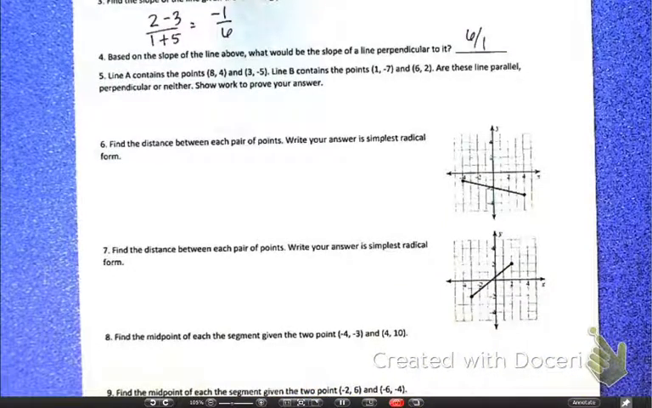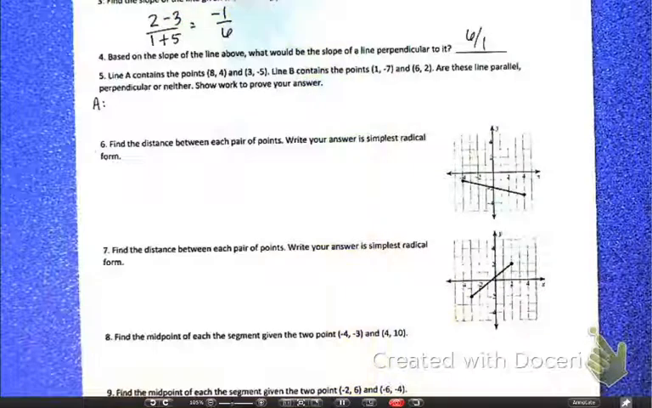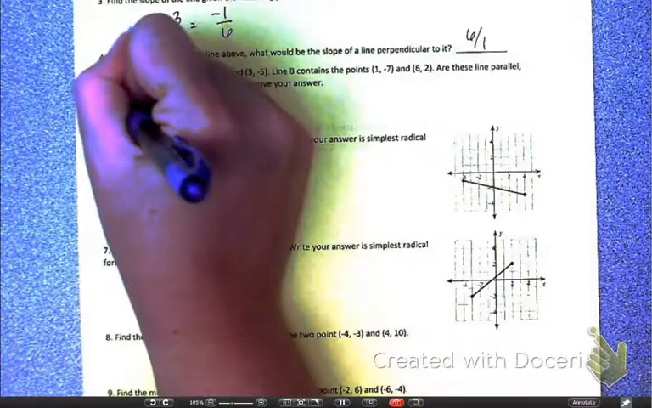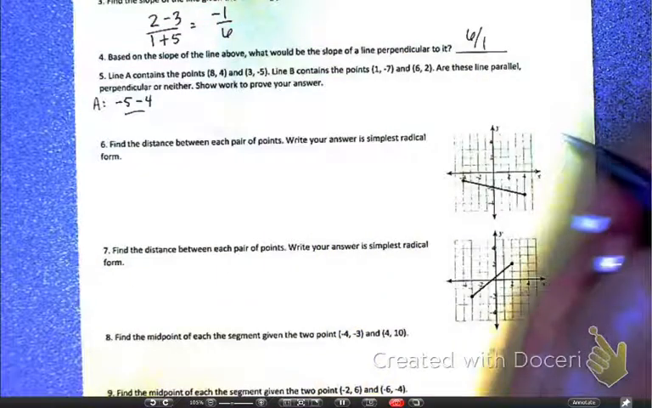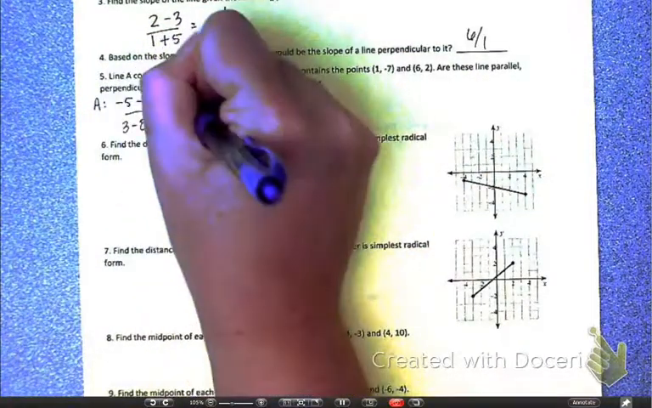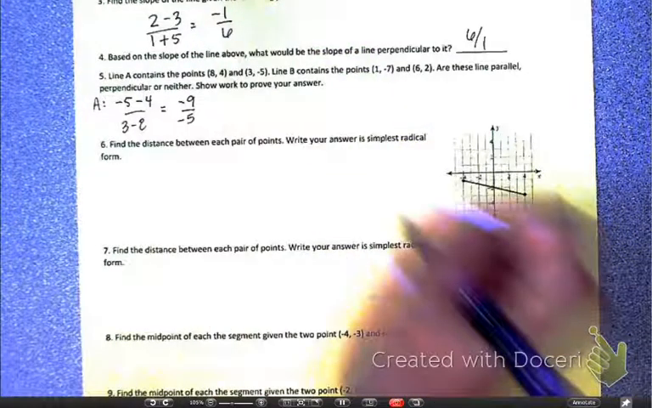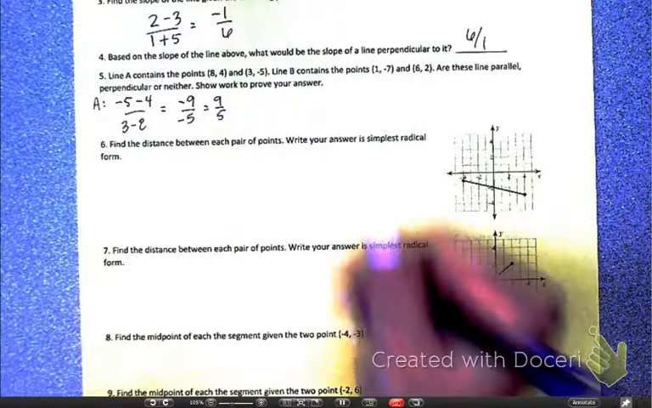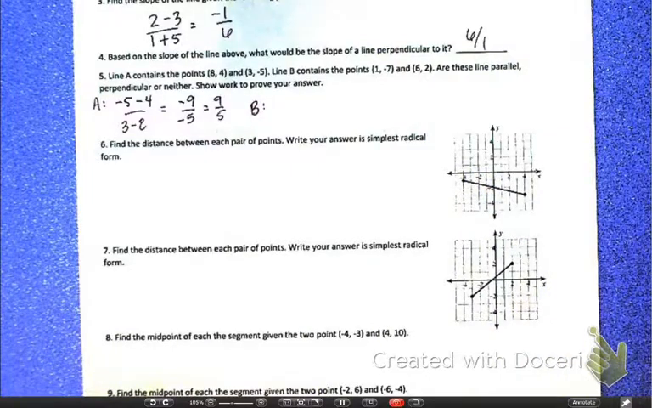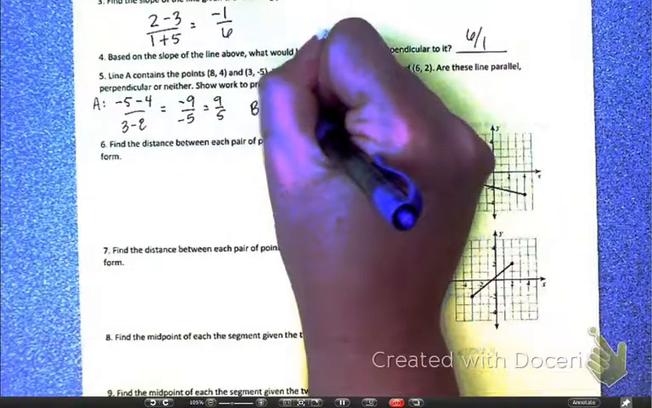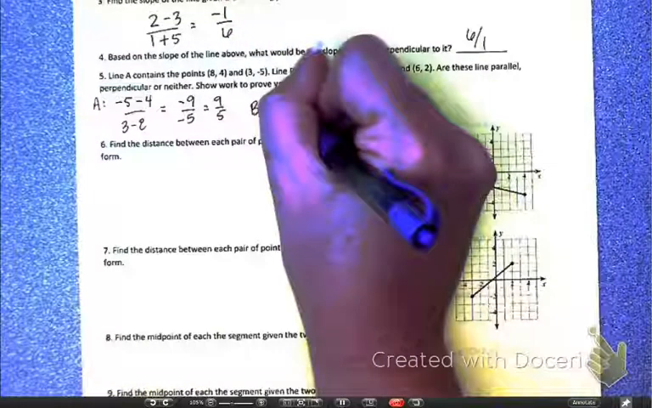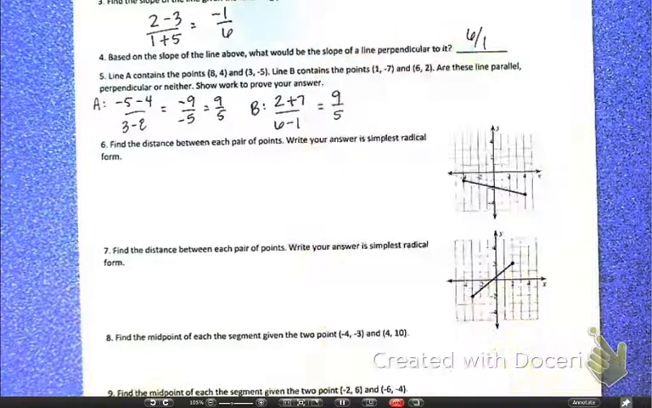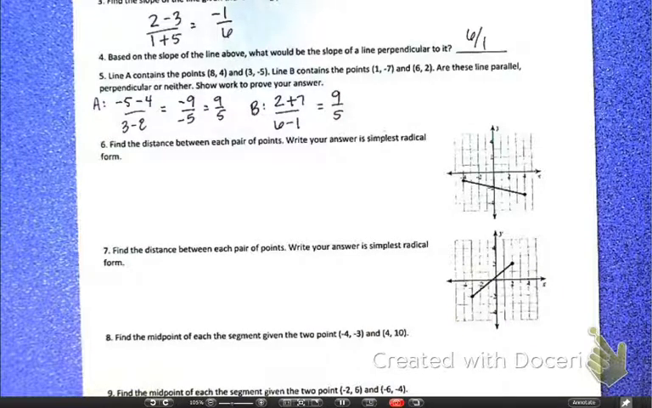Number 5, a line A contains these points, line B contains those points. Are the lines parallel, perpendicular, or neither? So let's start with line A. So line A, again, you're using slope. So negative 5 minus 4 over 3 minus 8, which gives me a negative 9 over negative 5, or just 9/5. Remember, if you have two negatives, they equal a positive. For line B, you have 2 minus a negative 7, so it would be plus 7, over 6 minus 1, so 9 over 5.